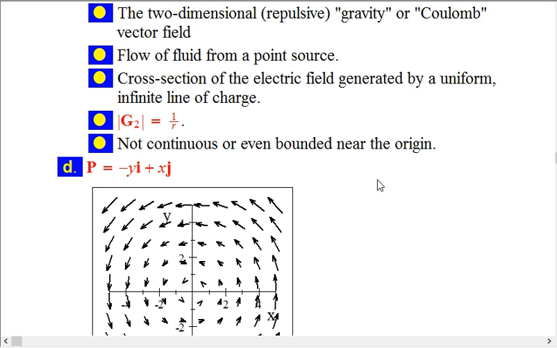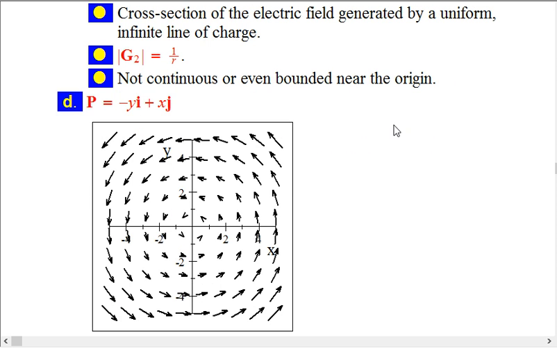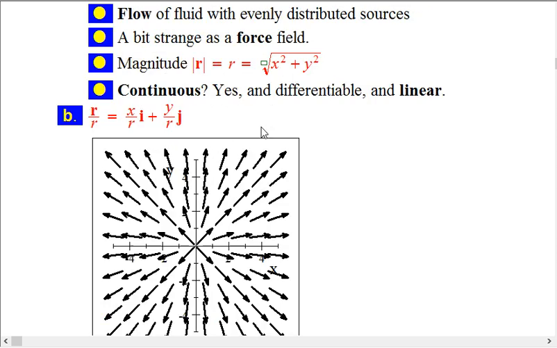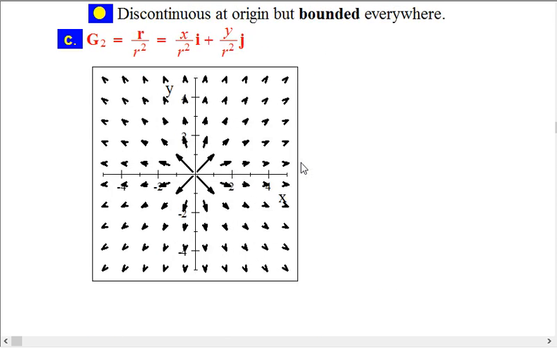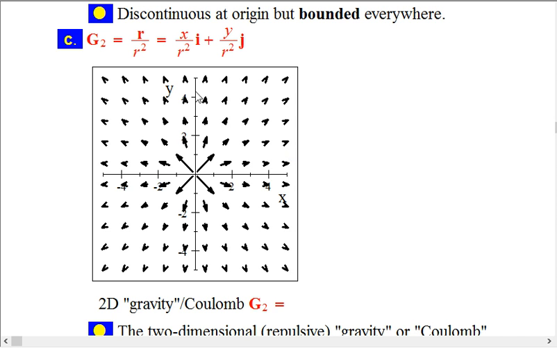A few more examples. Don't want to make it too long, but these are all really good. Now we're going to go to swirly stuff. These three are really good examples, especially A, the radial one, and C, the G2 vector field. They're really good examples to talk about divergence.